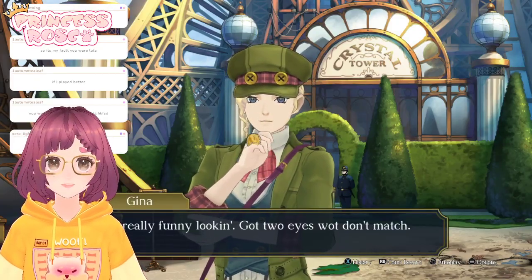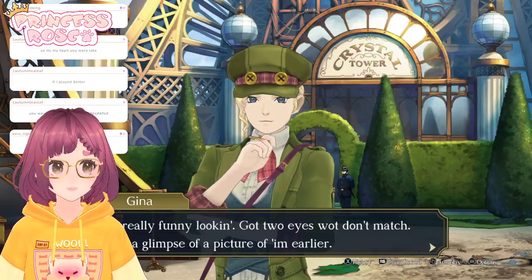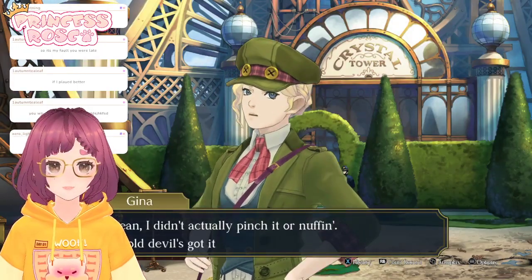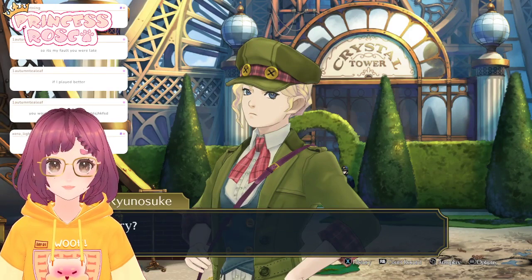He's really funny looking. Got 2 eyes, what that don't match. Stole a glimpse of a picture of him earlier. I mean, I didn't actually pinch it or nothing. The old devil's got it.